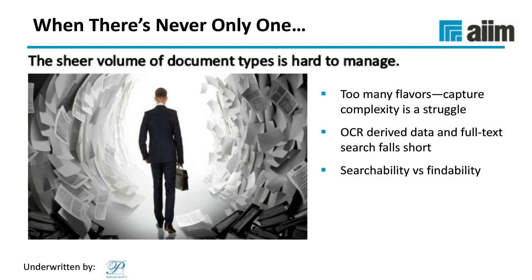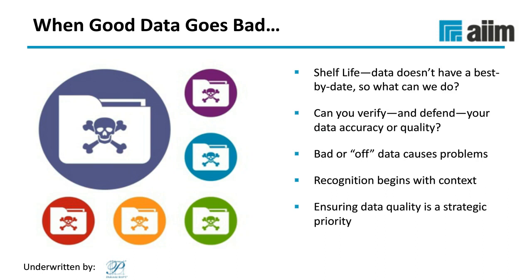Another problem is when good data goes bad. Data doesn't have a best by date, so what can we do? We need to be able to verify and defend data accuracy and quality. Can you? It's truly easier said than done, but it's very, very important. You know, bad or off data causes many problems, inefficiencies, and costly errors. So for our future document capture technology buys, we need to ensure that data quality is a strategic priority. And again, context is the heart of this.